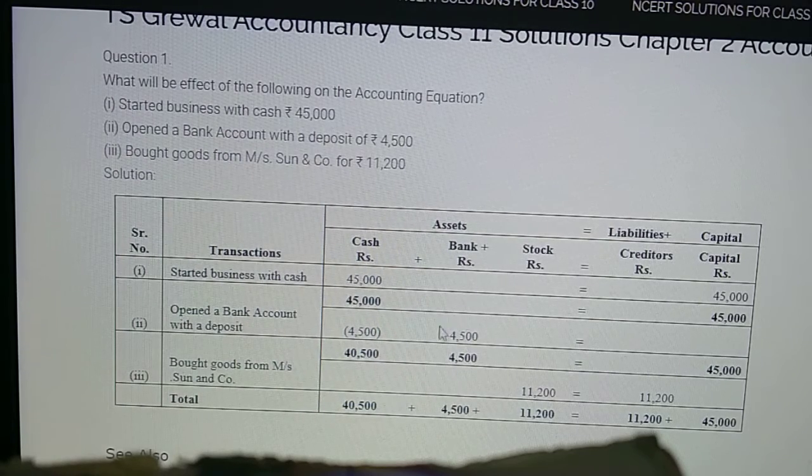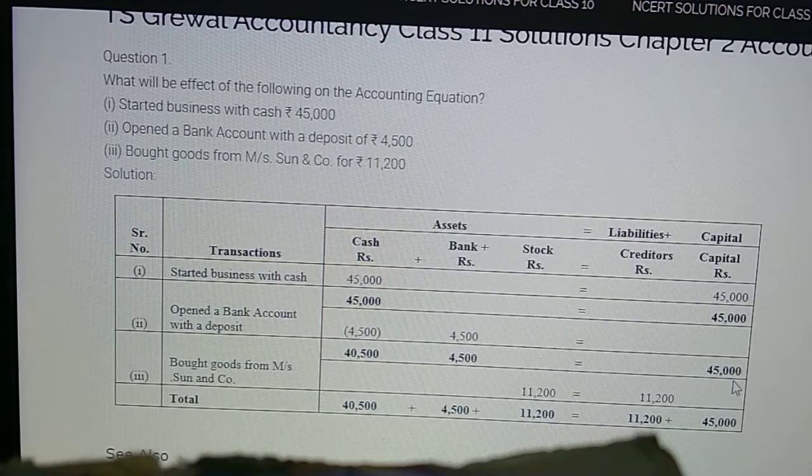So bank has 4,500. It means your capital is 45,000, now divided into two parts: cash plus bank. The total cash you have, if you reduce 4,500 from 45,000, the balance amount is 40,500, and the bank has 4,500. Total 45,000.